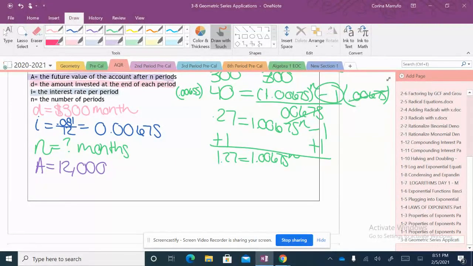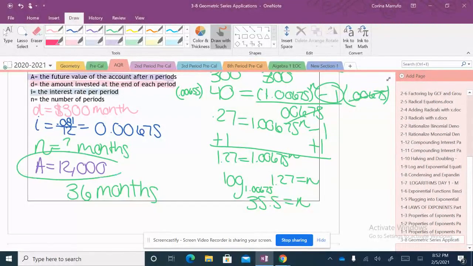Okay, let me go ahead and scroll up a little bit. And then once we have it like that, we can go ahead and change it into log form. So it'll be log, our base is 1.00675, 1.27 equals our exponent. I plug that into my calculator and it gives me 35.5. And it does say to round to the nearest month. So that means I'm going to have to go for 36 months of putting $300 into an account in order for me to end up with $12,000 with an annual interest rate of 8.1%. Okay. All right, the last one.